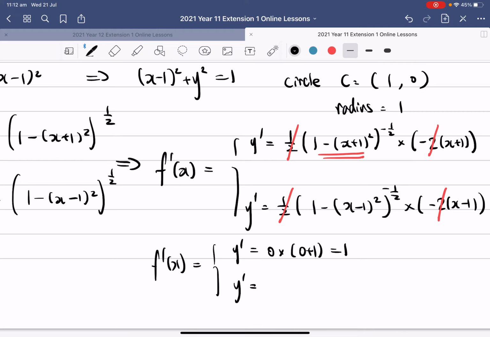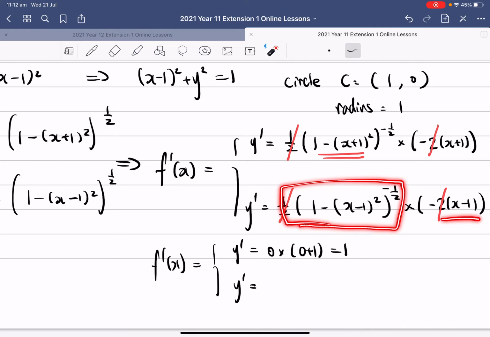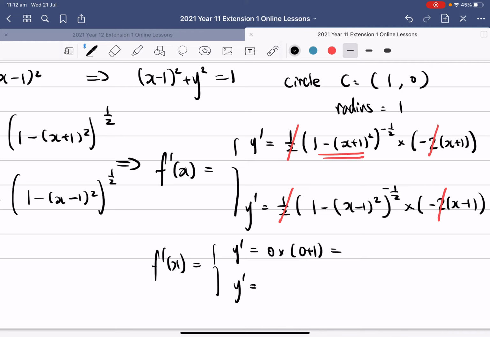Now, the second one, if we substitute 0 inside, the same thing happens here again. That becomes 0. However, this one is... wait a minute, did I make a mistake? I think I made a mistake. 1 times 0 is not 1. It's actually equal to 0, yes. I can't believe I actually made a mistake here. All right, it is equal to 0.